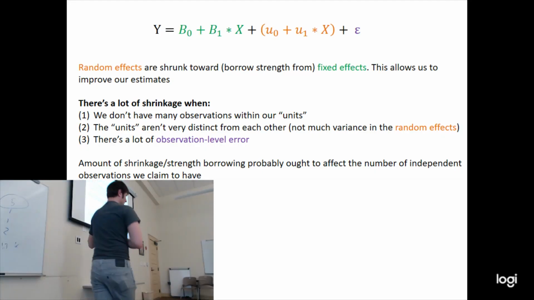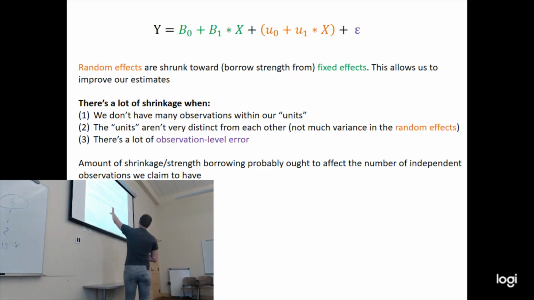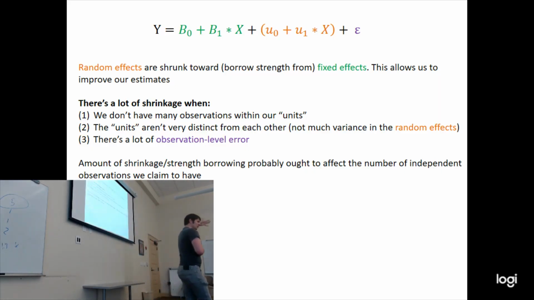Another quality of shrinkage is that the amount that we look at the fixed effects versus each reviewer's scores probably ought to have some impact on how many observations we say we have. If we're saying that each observation is really distinct from each other, maybe it makes more sense to treat them as if they are distinct. But if we're saying that, no, it really matters that this observation is from reviewer 1, then we probably ought to be limited by the number of reviewers that we have, not the number of observations that we have.